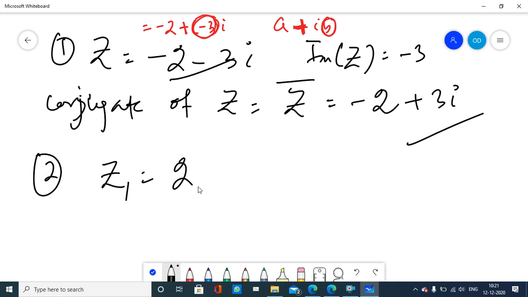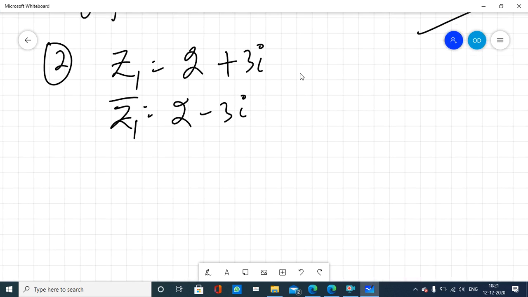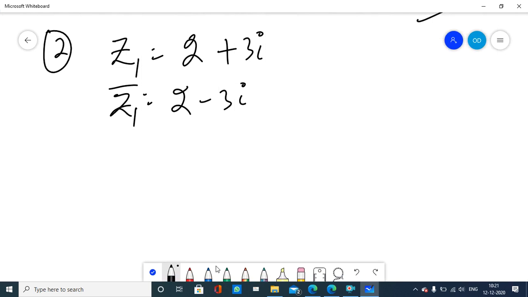Similarly, if I have a complex number, say 2 plus 3i, what will be its conjugate? 2 minus 3i. You just have to reverse the sign of the imaginary part. Are we clear on this?